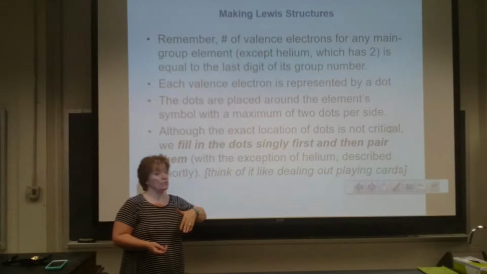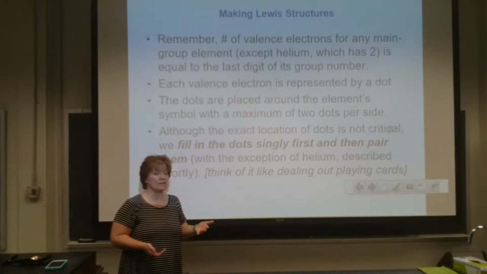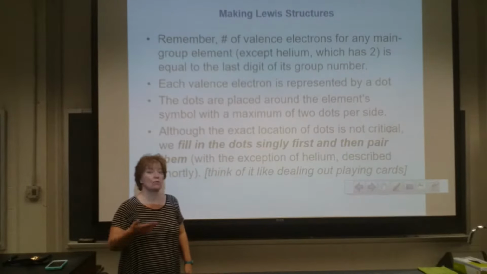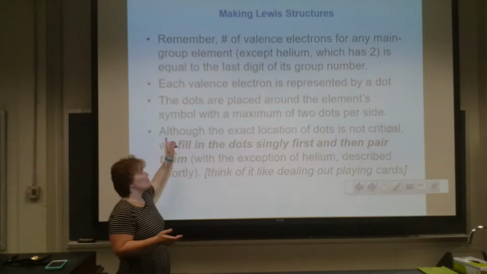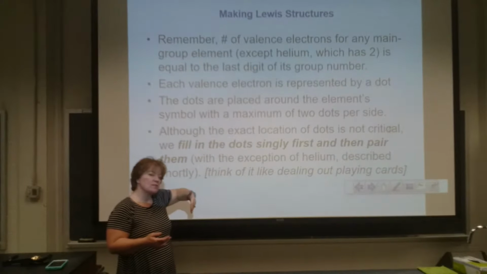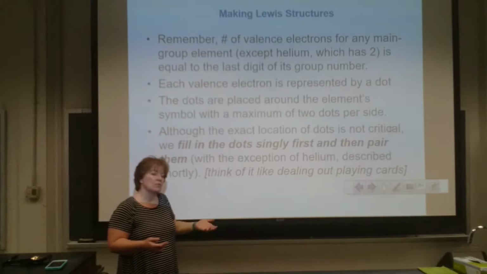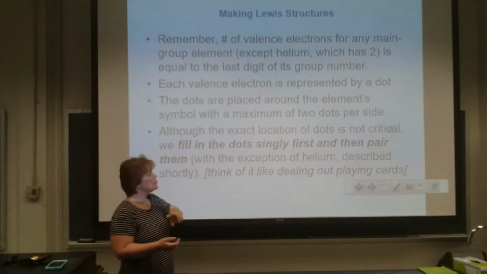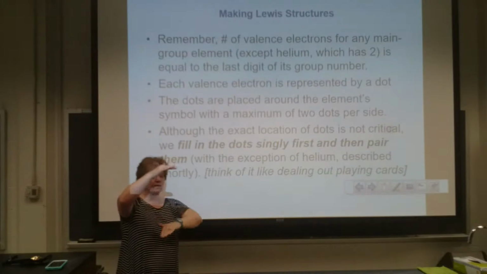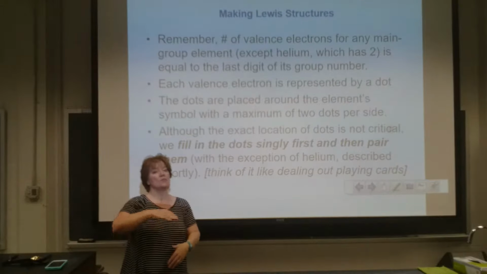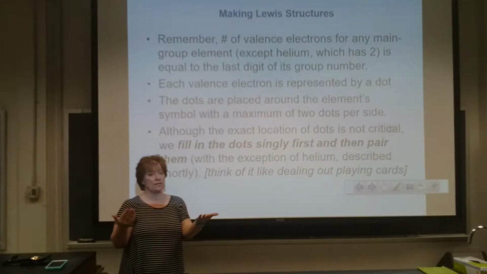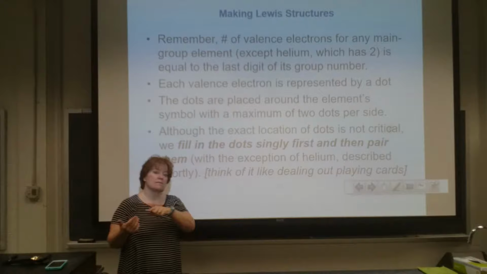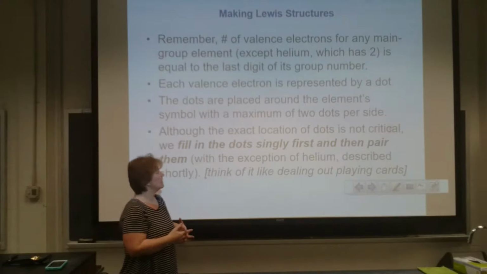For instance, aluminum is in group 13, so 3 valence electrons. Hydrogen in group 1 has 1 valence electron. Every valence electron is going to be represented by a dot in a Lewis structure. The dots are placed around the element symbol, 2 per side, so you have a top and a bottom, and a left and a right. Each side can hold 2 dots, 4 sides, 8 electrons.